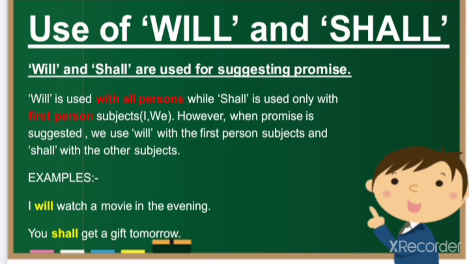Now, use of will and shall. Will and shall are used for suggesting promise. Will is used with all persons, while shall is used only with first person subjects I, we. However, when promise is suggested, we use will with the first person subjects and shall with the other subjects. Examples, I will watch a movie in the evening. You shall get a gift tomorrow.